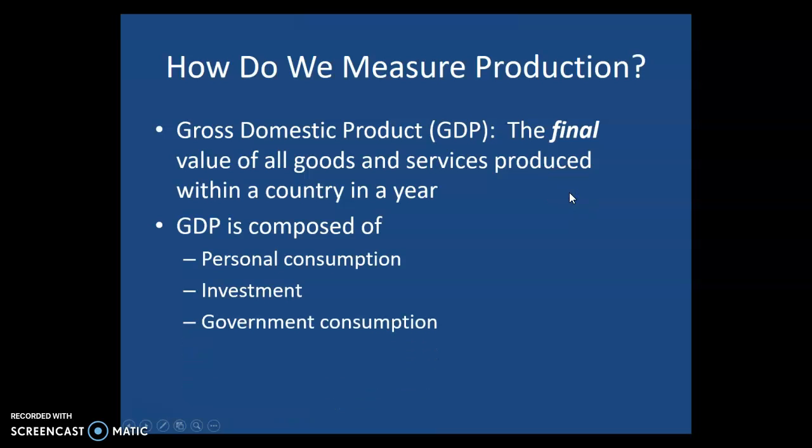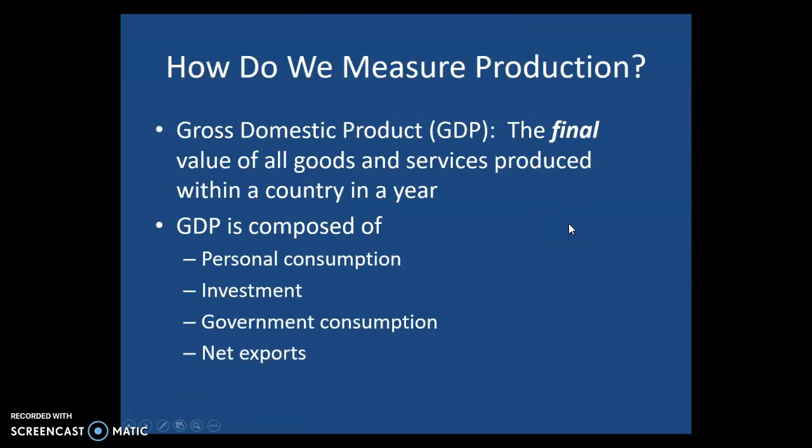It also includes government consumption. So that's spending by the government. When the government builds a road, what they're spending on those roads is going to be included in government consumption. When the government buys an F-35 jet plane from Lockheed Martin, that will also be included as government consumption.